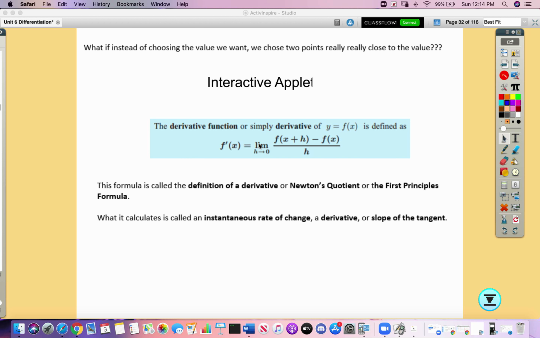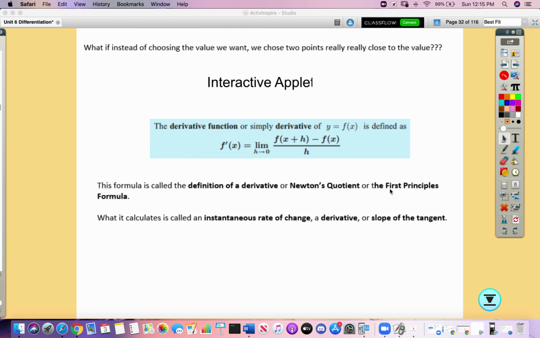And I'm going to calculate the limit as h approaches 0, because if I just want it to be a little bit more, so I've got these 2 points, then I want that little bit to be so small it's basically nothing. That's what the limit does. It makes it nothing. This formula was not invented by me. Oh, no. This formula is called the definition of a derivative, or sometimes we call it the limit definition of a derivative. And it is also known as Newton's quotient or the first principles formula.